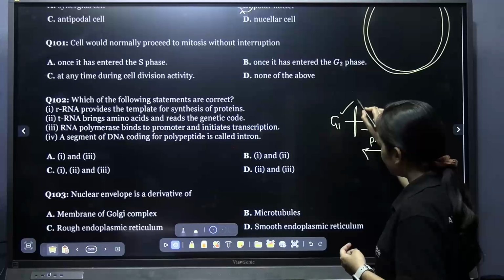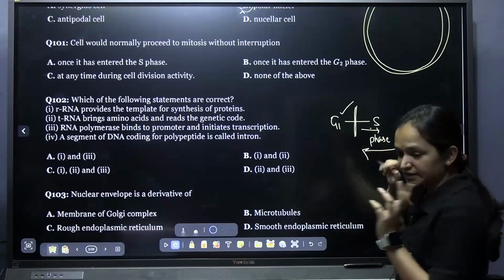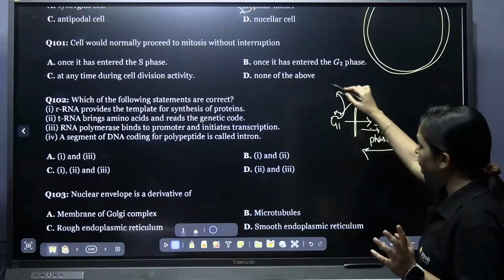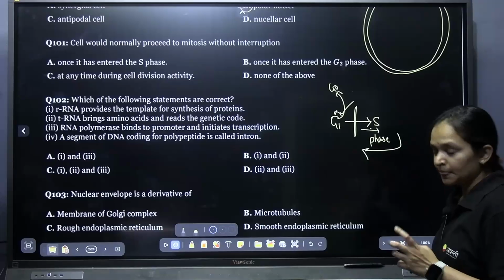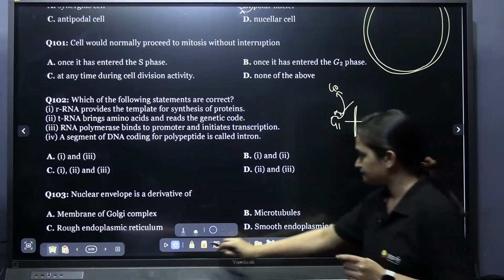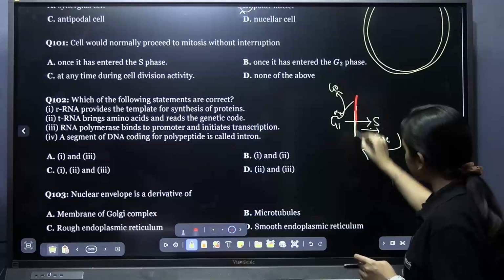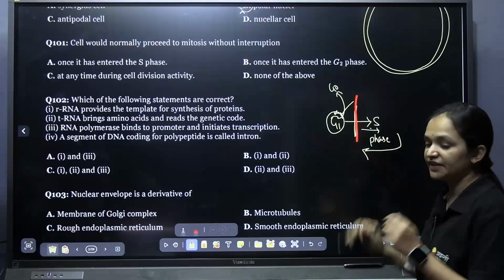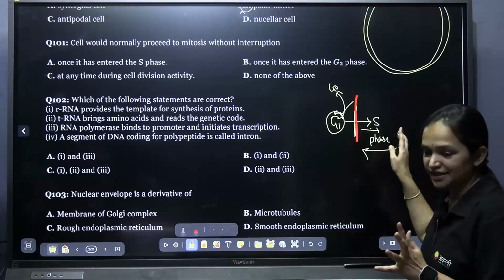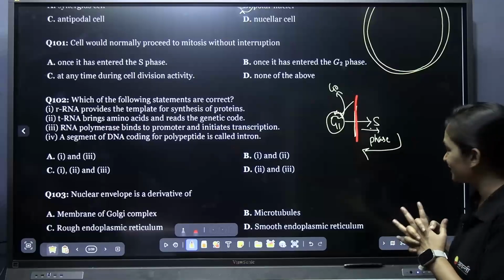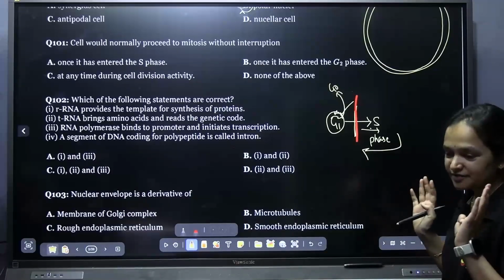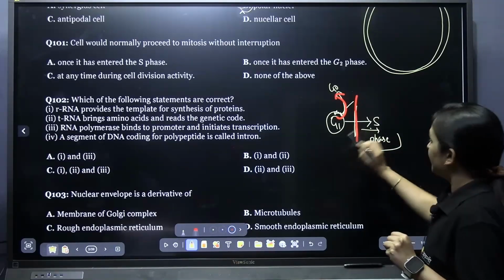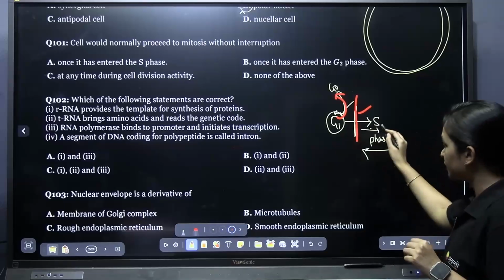So, if the cell is ready for DNA replication and cell division, it will proceed to S. If it is not ready in G1, it will go to G0, that is the quiescent phase. So, the major checkpoint comes here. Whether the cell is ready from G1: if yes, then it goes to S phase. No means G0. If the cell is not ready, it goes back to G0 from G1. If yes, it goes to S phase.